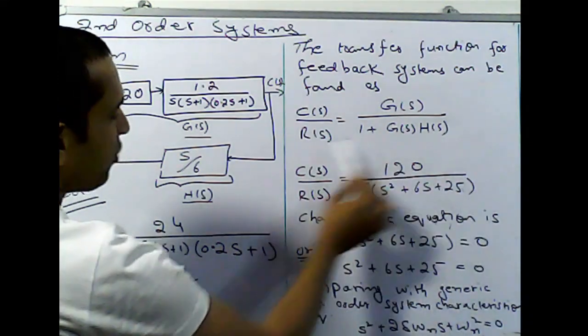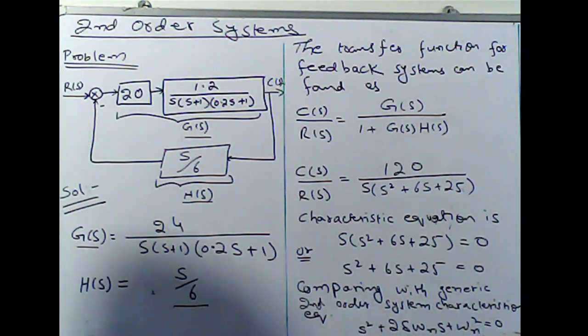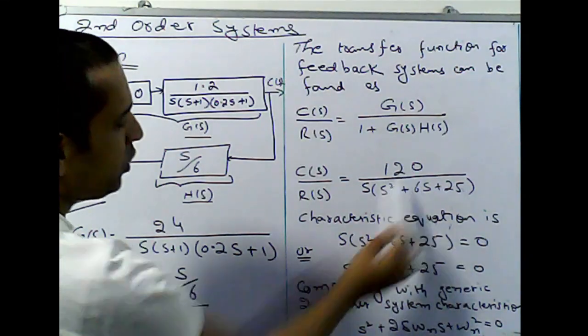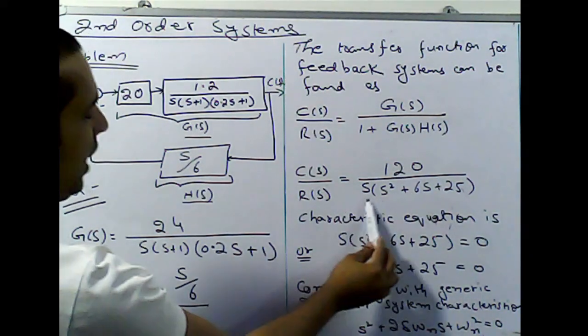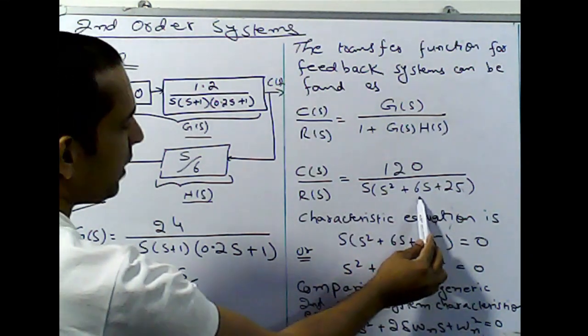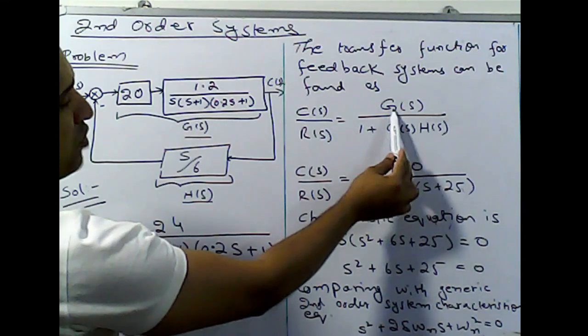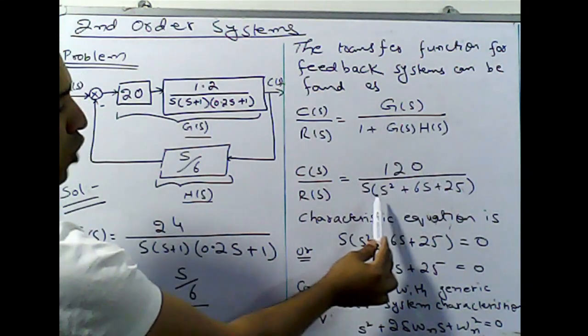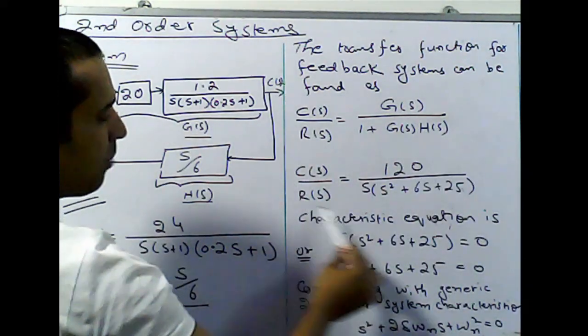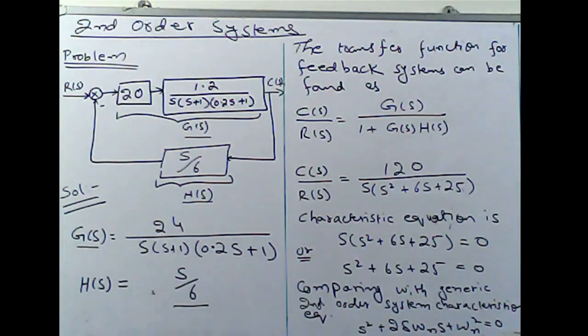the final form of transfer function for this block diagram, which is 120 divided by S into S square plus 6S plus 25. So what you can do, you can simply put the values of G of S and H of S here to verify whether you are coming up with this equation or not.